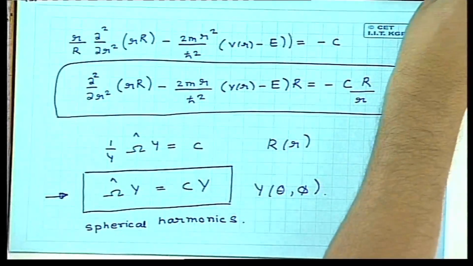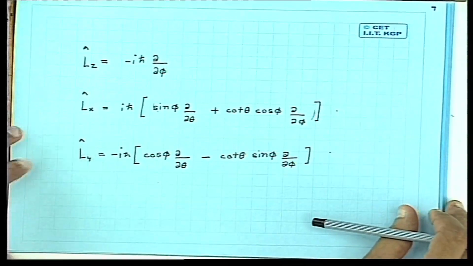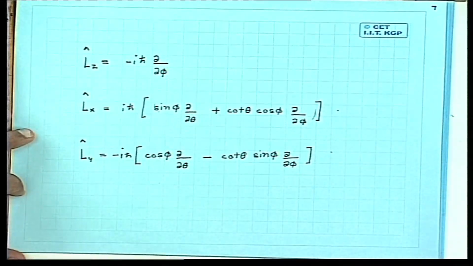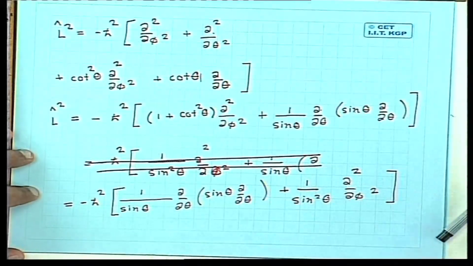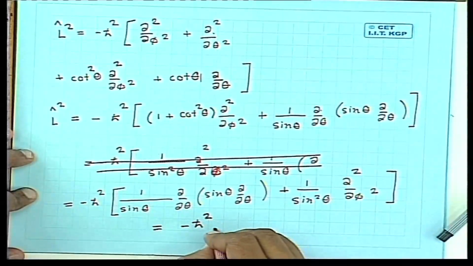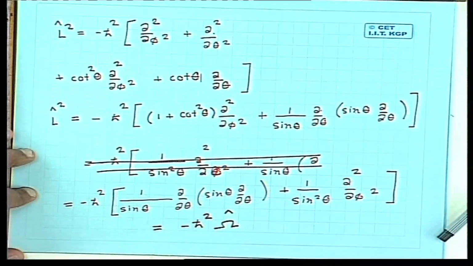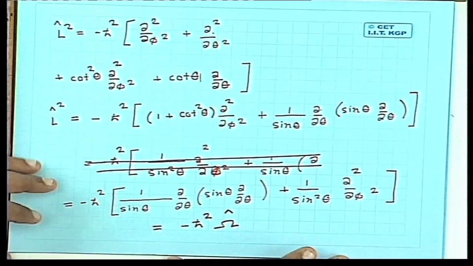Now, here we have started from the angular momentum operators. If you convert the angular momentum to operators in quantum mechanics, and then if you calculate L squared, the square of the angular momentum operator, then we find that L square comes out to be equal to minus h cross square into the same operator omega, which appears in the problem of the Schrodinger equation for a particle in a spherical potential. Okay. So, this is the first point I would like you to note.